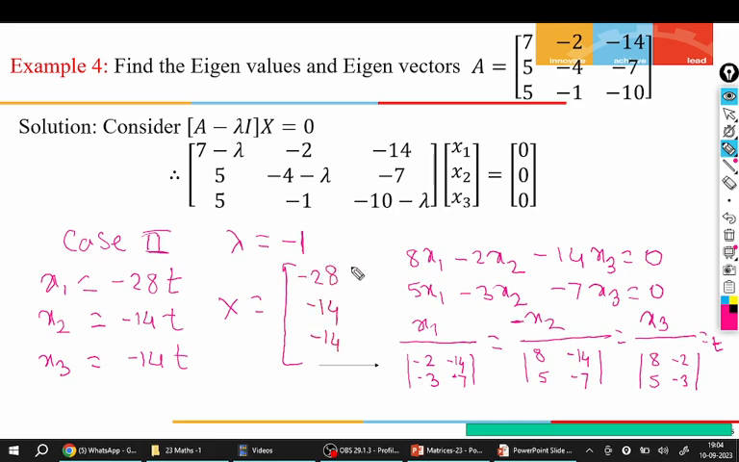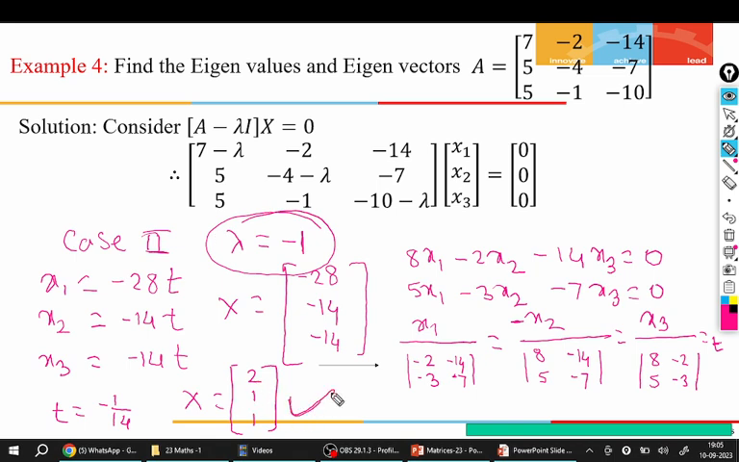Or let us put t equal to minus 1 upon 14. The simplest eigenvector will become, if you put t equal to minus 1 upon 14, everything will become plus, it will become 2 1 1. 2 1 1 is the eigenvector for lambda equal to minus 1. 2 1 1 is a simplified eigenvector.